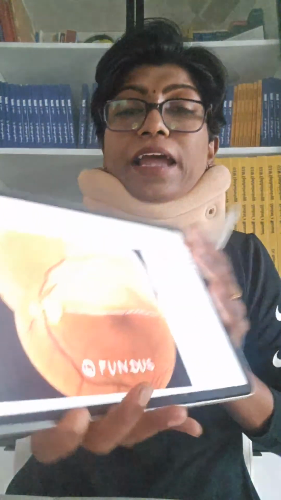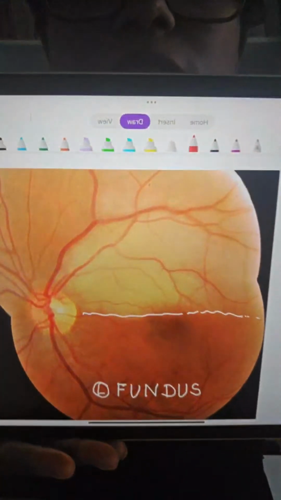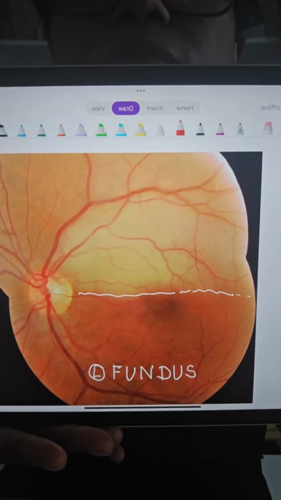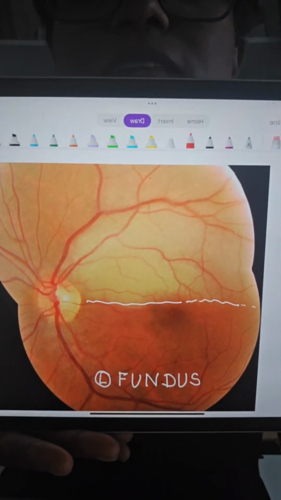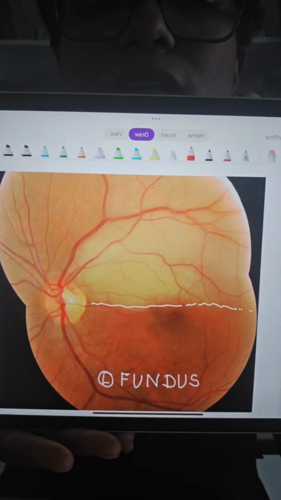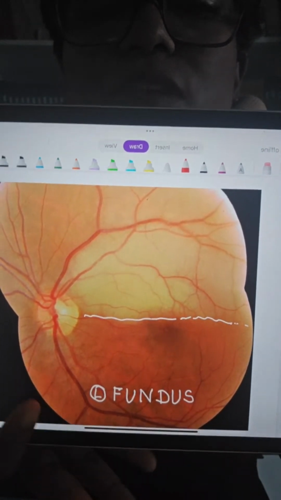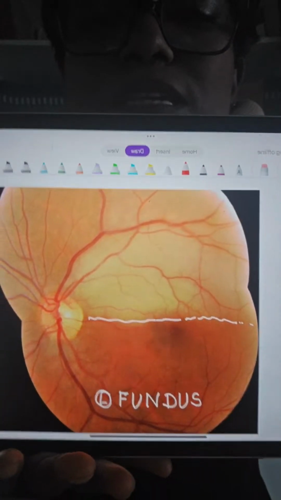Now, I just want you to have an open mind and look at this image. Yes. So again, do you think it is an arterial occlusion? Yes, Vinod, very good. Hollenhorst plaque is made up of cholesterol. It is a cholesterol plaque. Now, look at this image.